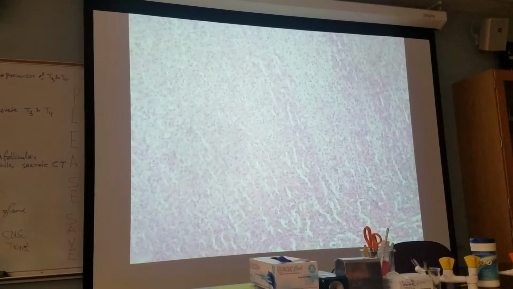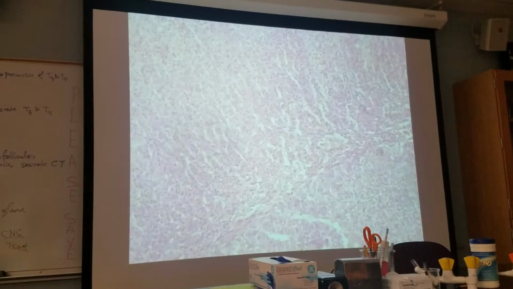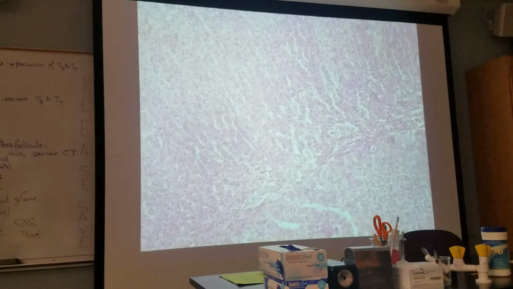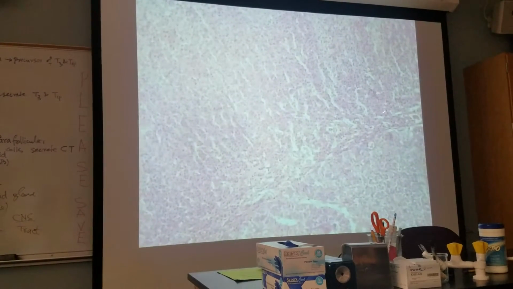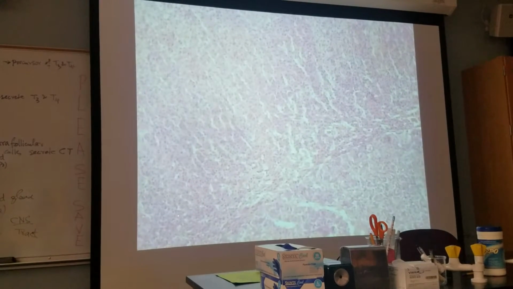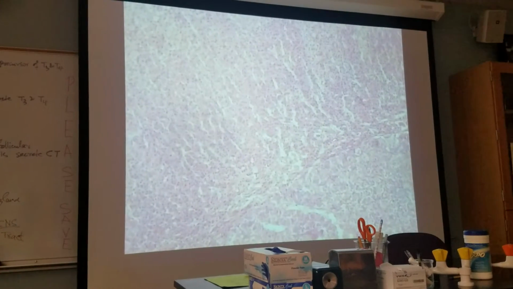And then near the border, here, this is the adrenal medulla. Here you can see spaces. It looks like a network. That's why this region is called zona reticularis, network.